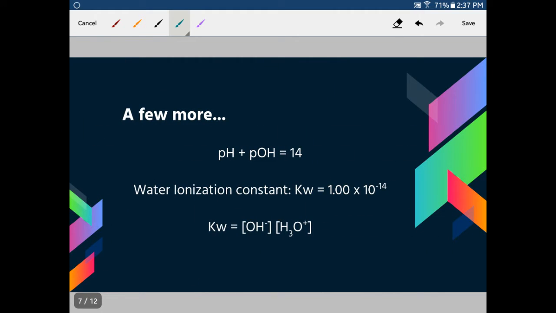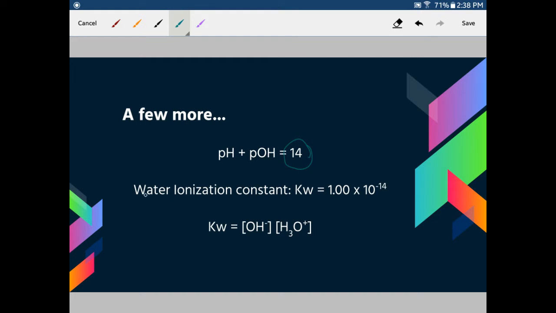Okay, a few more calculations. You likely would have seen these from Chemistry 20. The first one being, if you have a pH and a pOH, it should equal 14. The reason being is that generally our pH scale goes from 0 to 14. So when we add these two numbers together, they should equal a total of 14. So we can use a little bit of this simple math function to help us out through some of our problems.